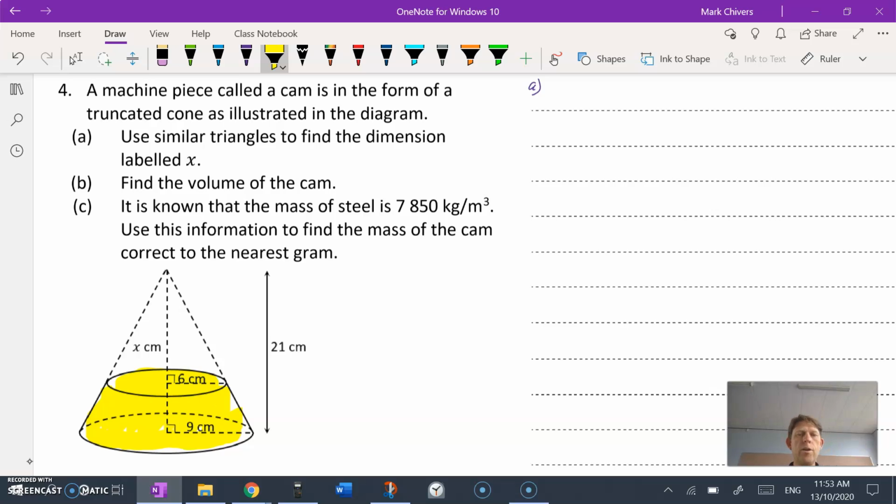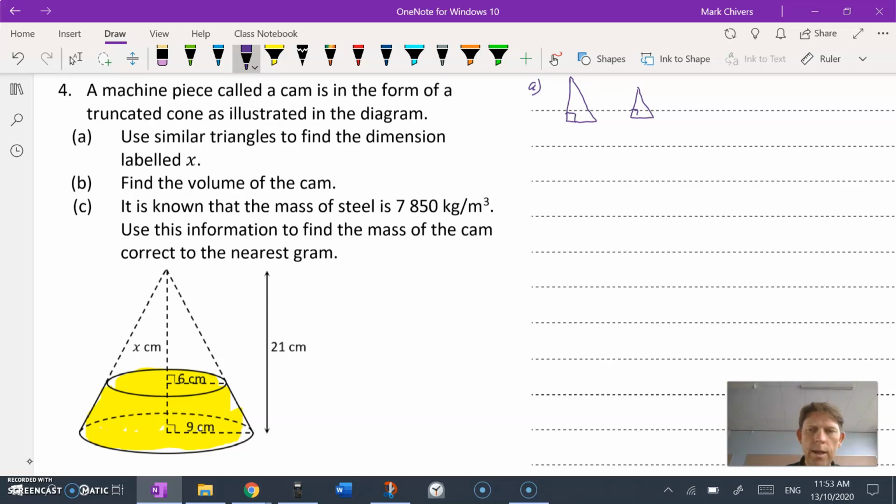And it's made out of a truncated cone, which means basically a cone that's had its top cut off. So the first thing we're asked to do is to use similar triangles to find the dimension labelled x. Similar triangles means the sides are going to be in the same proportion. So if I imagine these, we would have two triangles.